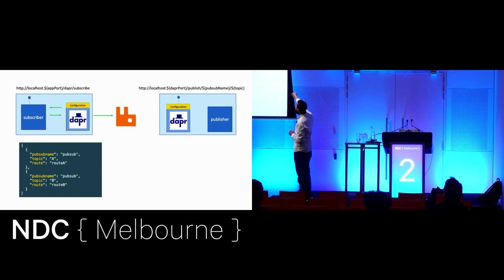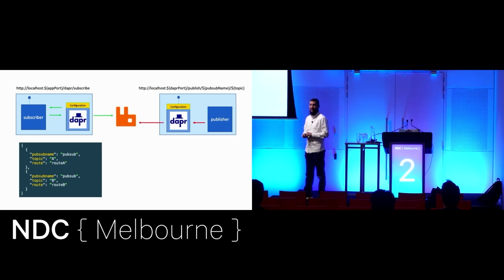And then the pub/sub name, this is the name of the component there, pubsub, and the topic that you are sending to, topic A, topic B. This is where you want the message to be on the queue. The publisher will send the JSON to that HTTP endpoint, to that topic, and then Dapr will make sure that this message is posted to the message broker.